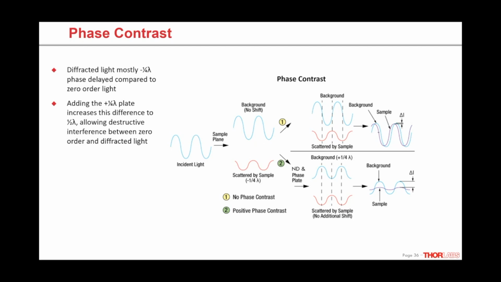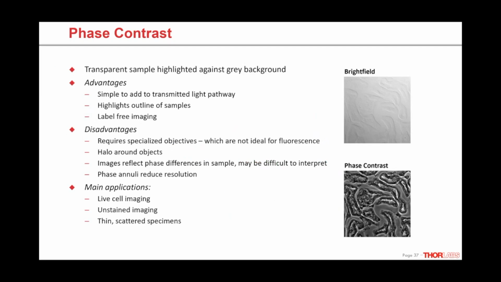In addition, because of the neutral density filter, the background light is attenuated relative to the light scattered by the sample. Now the scattered light and the background light are either a half a wavelength apart from each other, leading to destructive interference, or are in phase again, leading to constructive interference. This will emphasize the sample relative to the background's illumination. Phase contrast samples, therefore, are highlighted against a gray background.